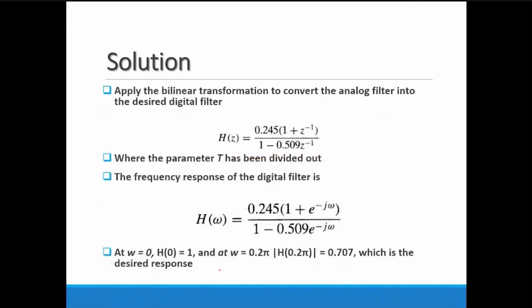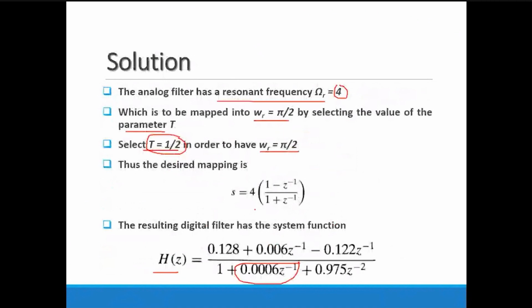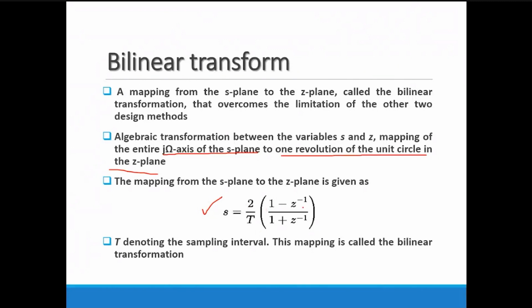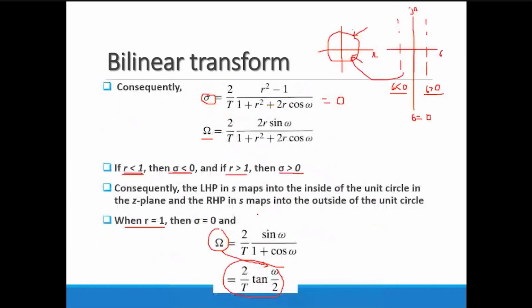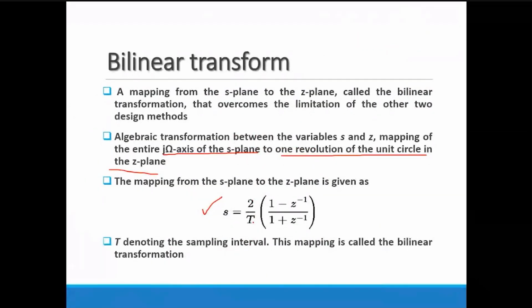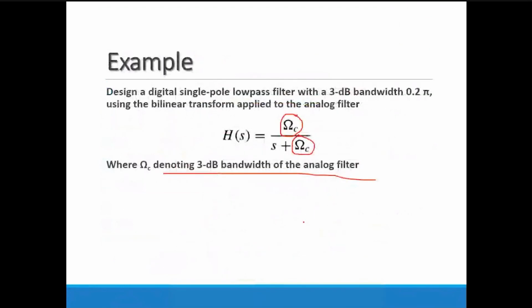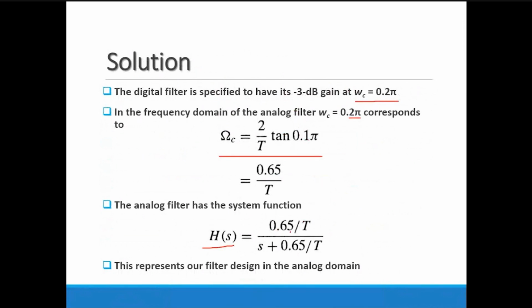Now we have to apply the mapping function. Which mapping function? This one: s is equal to 2 by T, (1 minus z inverse) divided by (1 plus z inverse). Instead of T, you can apply this value only because the T value is not given. So you notice in this equation these values are like this, 0.65 divided by T. Here the s value, whatever s value you are applying, that is 2 by T, (1 minus z to the power minus 1) divided by (1 plus z to the power minus 1).